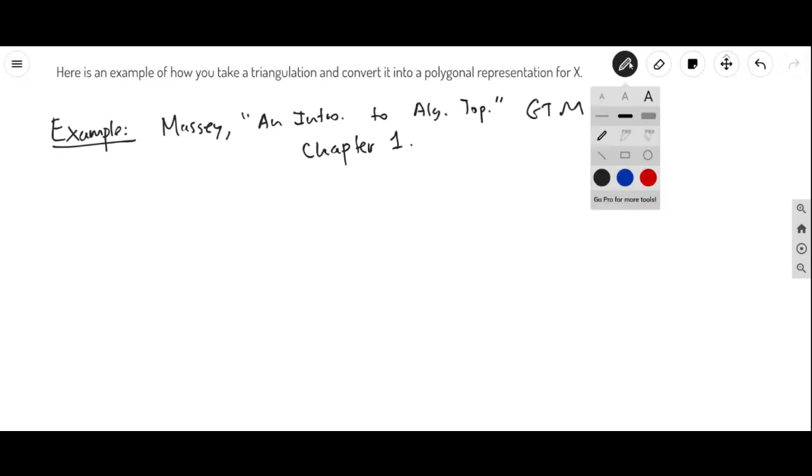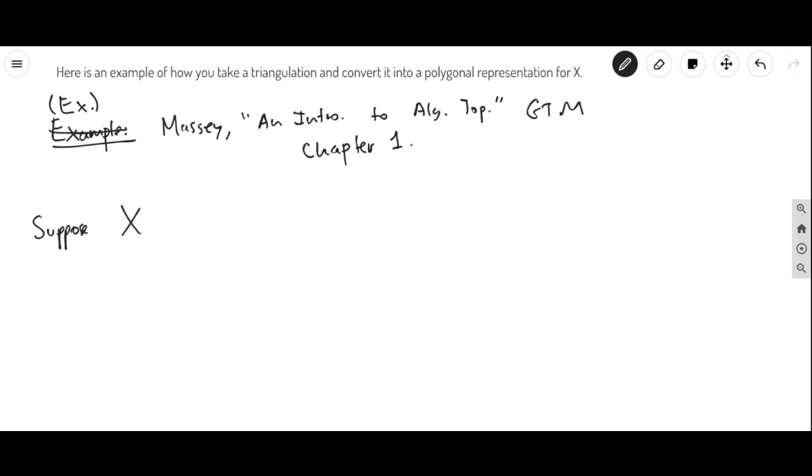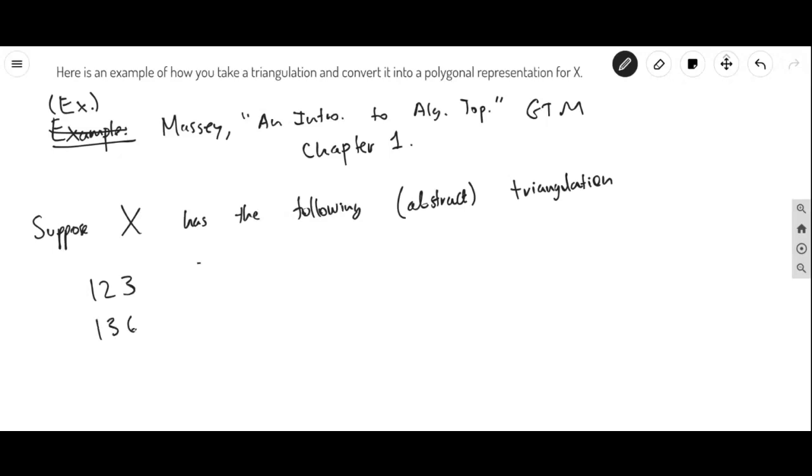So this is actually an exercise, I should say. This is not an example. This is an exercise taken from his book. So suppose X, so we're assuming here that X is a compact connected two-dimensional manifold, has the following, and let's call this abstract triangulation. So I'm going to write this down and I'll explain what I mean by that. So you have 1, 2, 3, 1, 3, 6, 2, 3, 4, 2, 4, 6, 3, 4, 5, 3, 5, 6, 4, 5, 1, 4, 1, 6, 5, 1, 2, 5, 2, 6.